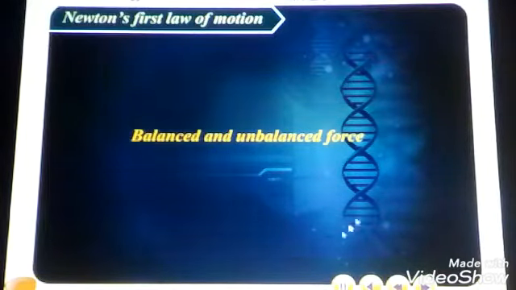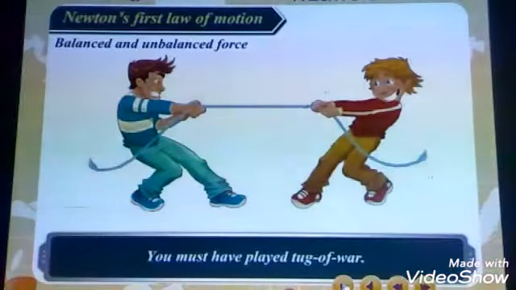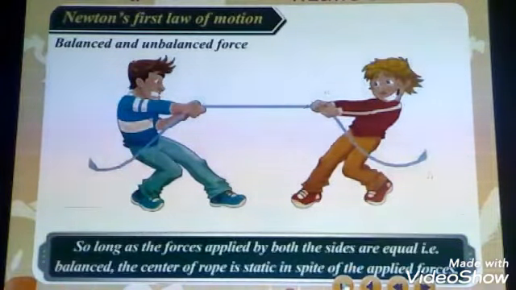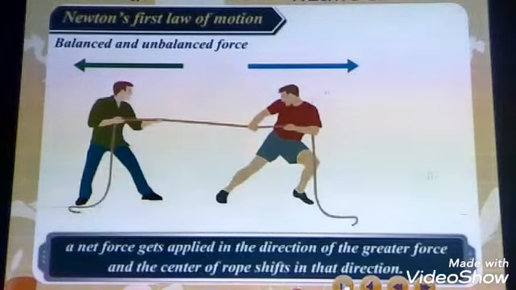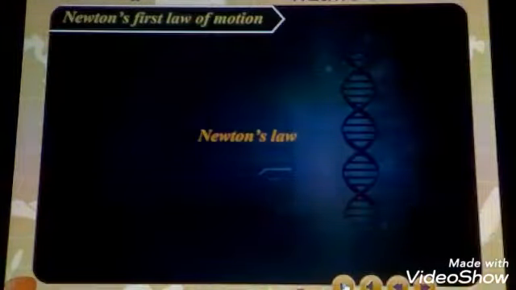Balanced and unbalanced force. You must have played tug of war. So long as the force applied by both the sides is equal, that is balanced, the center of rope is static in spite of the applied force. On the other hand, when the applied force becomes unequal, that is unbalanced, a net force gets applied in the direction of the greater force and the center of rope shifts in that direction.